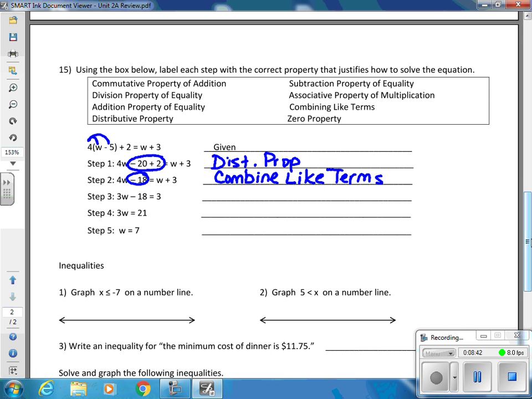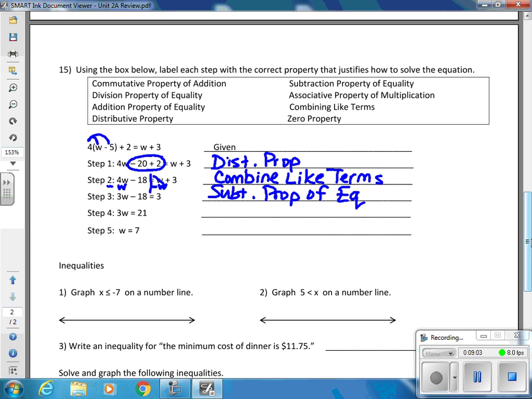Okay, and then to get from step 2 to step 3, you'll notice that the w's have changed. So we're looking at variables on both sides, right? And when we do that, that means the 1w is going to move. So we subtract w from both sides to cancel it off. When you subtract the same thing from both sides, that is what is known as the subtraction property of equality.